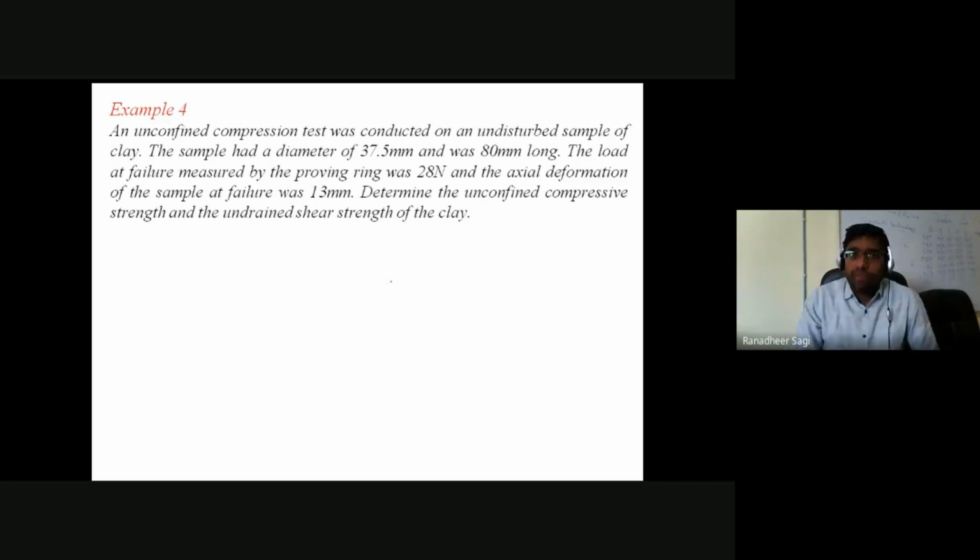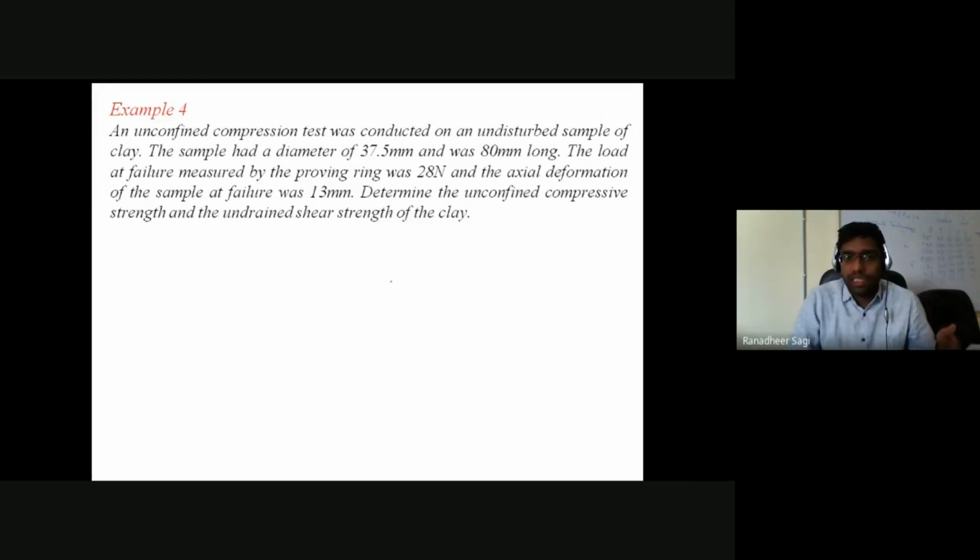An unconfined compression test was conducted on an undisturbed sample of clay. So we are talking about a UC test which is conducted on an undisturbed soil sample. The sample had a diameter of 37.5 mm and was 80 mm long. So your soil sample height is 80 mm and the diameter is 37.5 mm. The load at failure measured by the proving ring was 28 newtons.